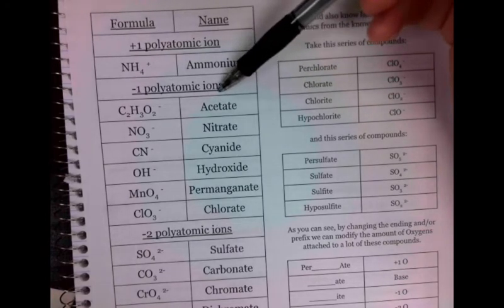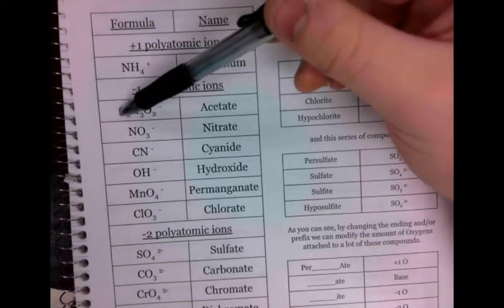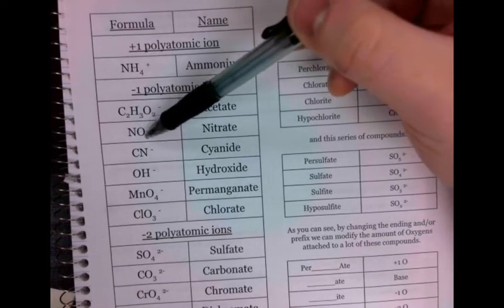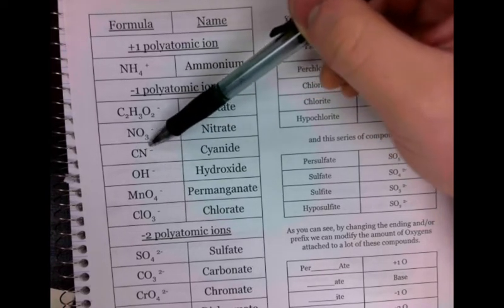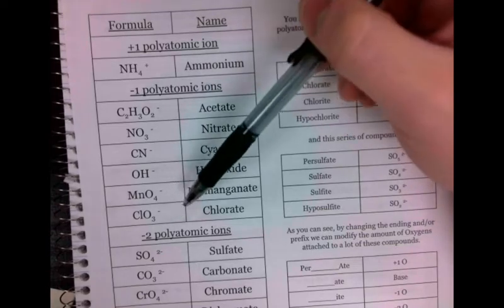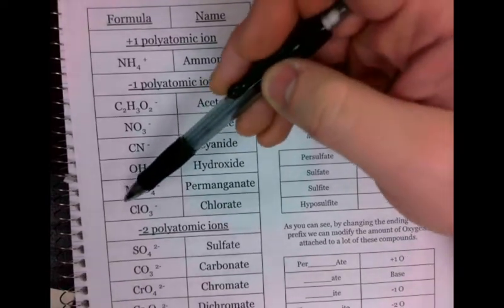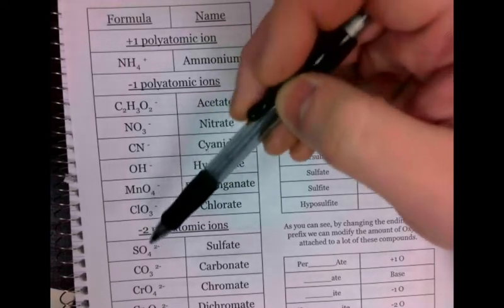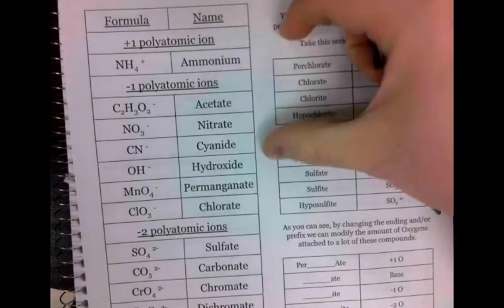Then we have our -1 polyatomic ions. We have acetate, which is C2H3O2. We have nitrate, which is NO3 with a -1 charge. We have cyanide, which is CN with a -1 charge. Again, all of these are negative ones. OH is hydroxide with a -1 charge. MnO4 is permanganate with a -1 charge. ClO3 is chlorate with a -1 charge.